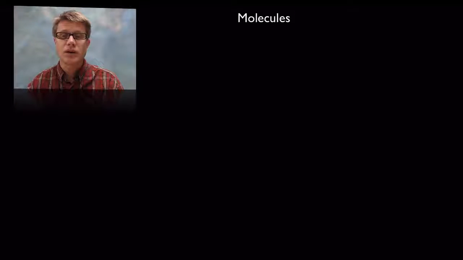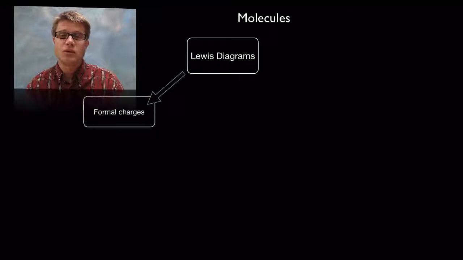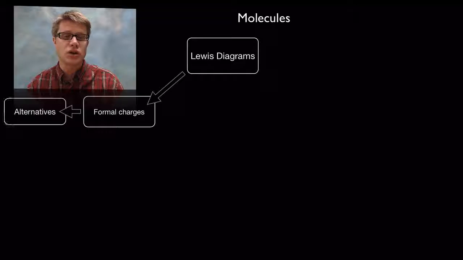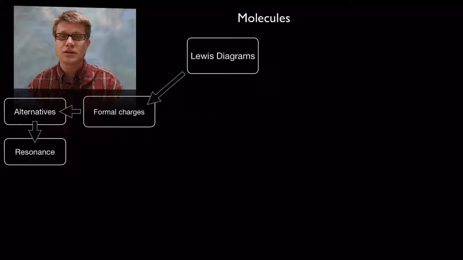And so it works on molecules. We start with Lewis diagrams, and I'll give you a method for drawing Lewis diagrams. What we can do is compare different diagrams that we come up with by looking at their formal charges. We can look at alternatives, and lots of times we'll find multiple alternatives, and then we have to show resonance.